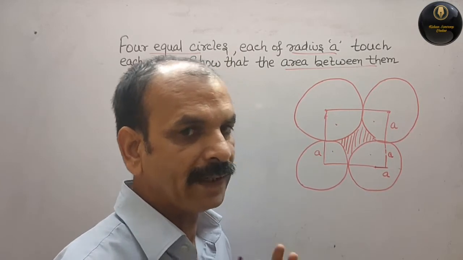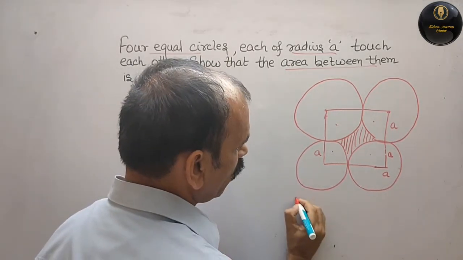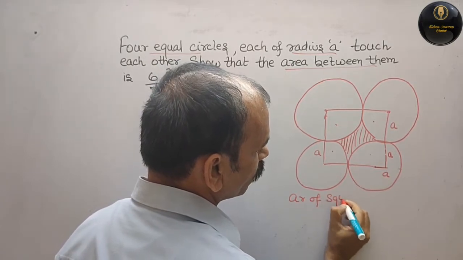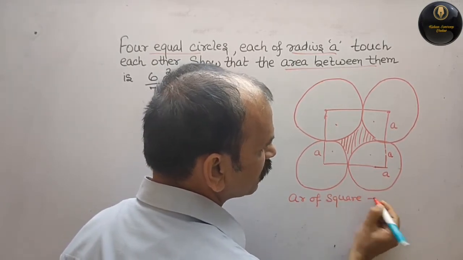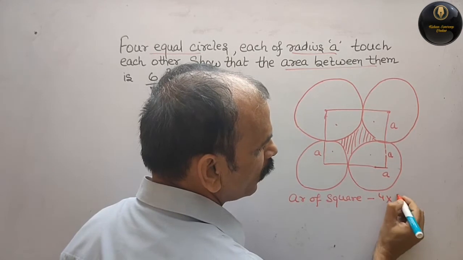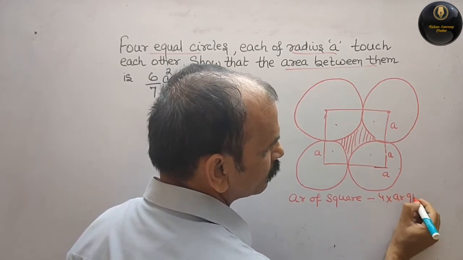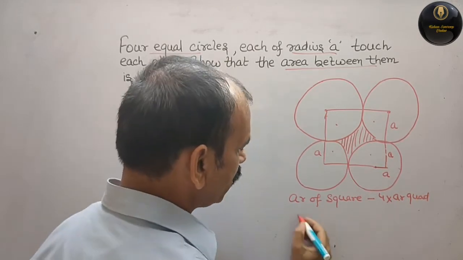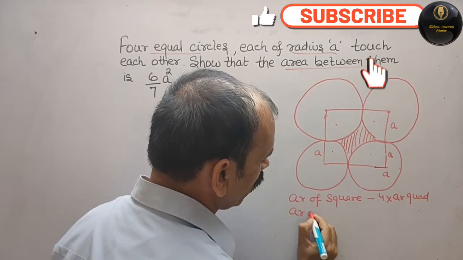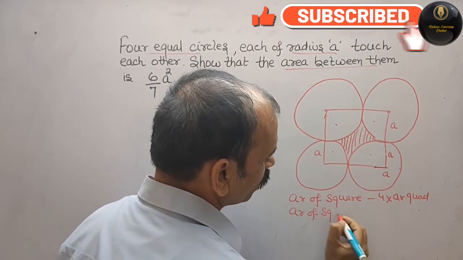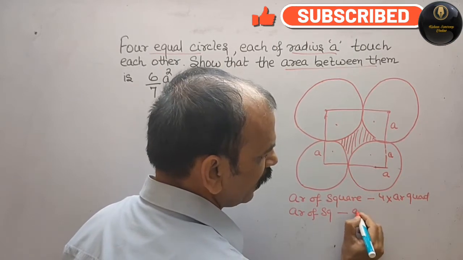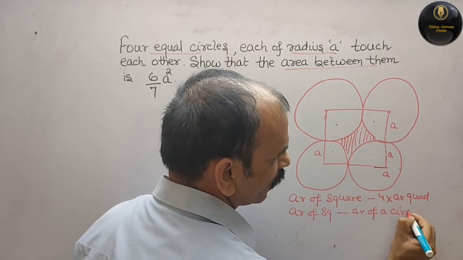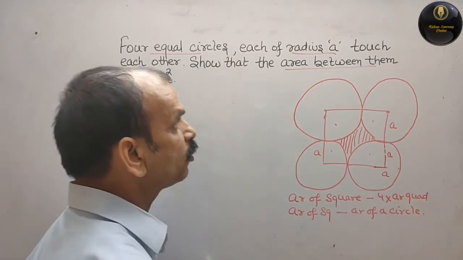So now we will write that only. Area of a square minus 4 into area of quadrant. And 4 quadrants make a circle. That means now we will do area of a square minus area of a circle. अब इसके फॉर्मूला डालो इसके अंदर, देखो क्या आता है आपका.